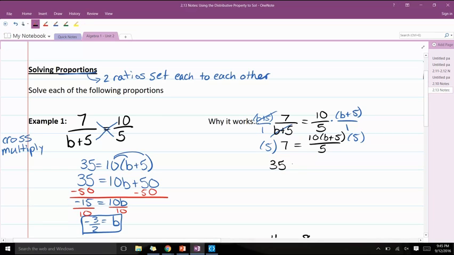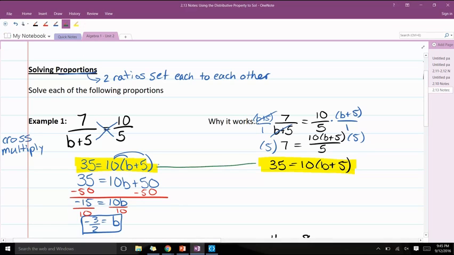now have 35 equals 10 times the quantity of b plus 5. Hopefully that looks familiar. It should. It matches what we got when we cross multiplied.